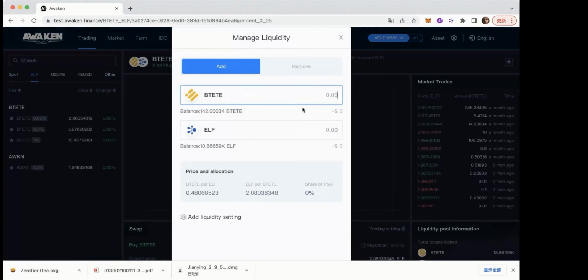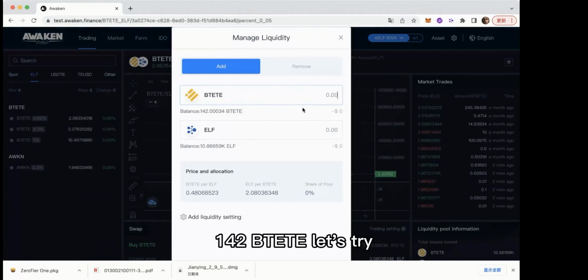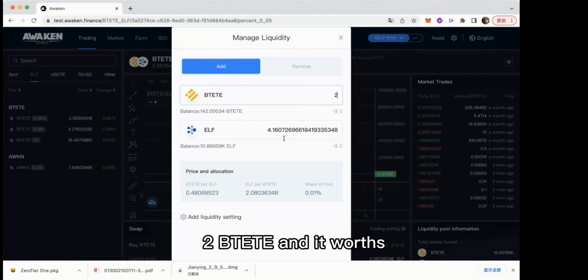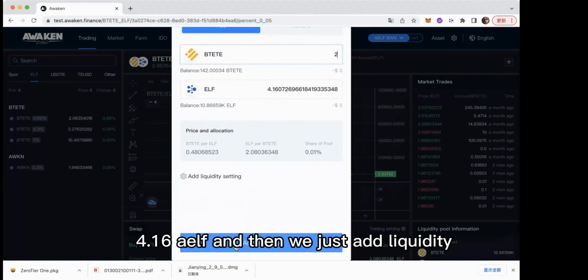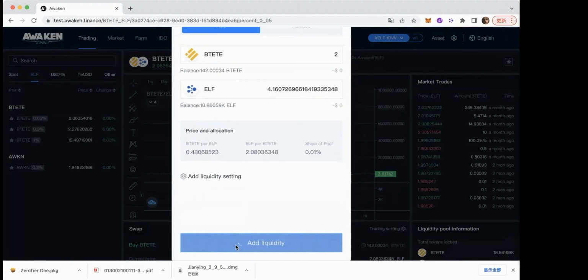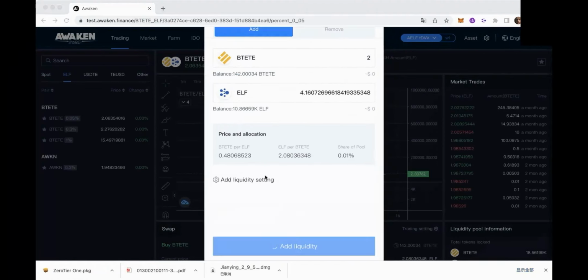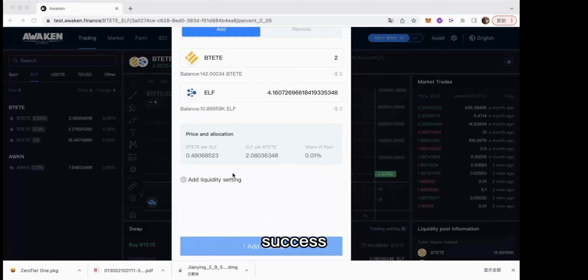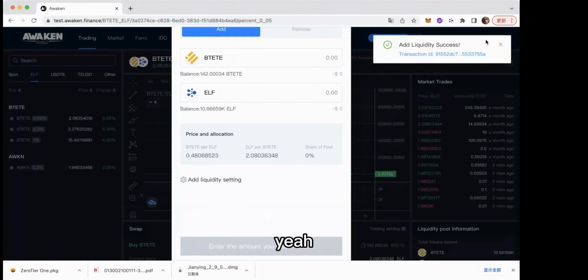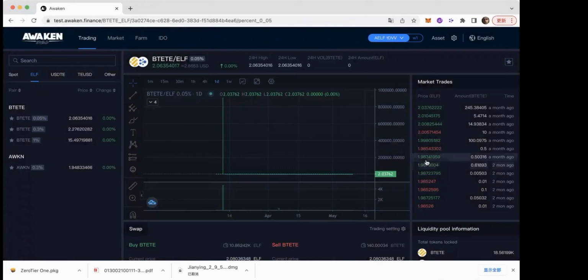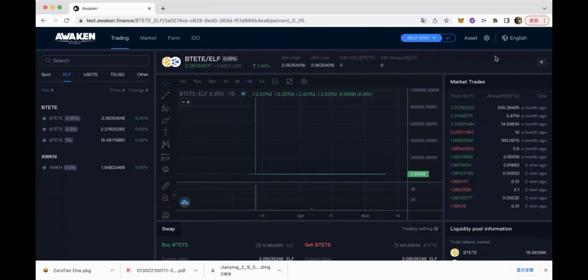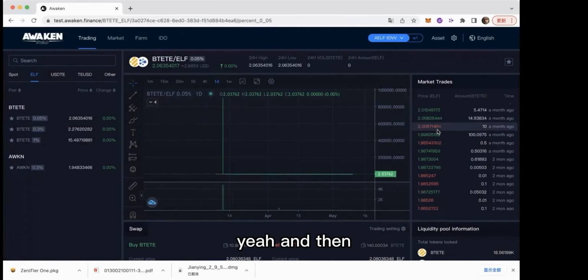Yeah, let's try it. We have 142 BTT. Let's try 2 BTT, and the worth is 4.16 elf. And then we just add liquidity, submit, success. Yeah, success.